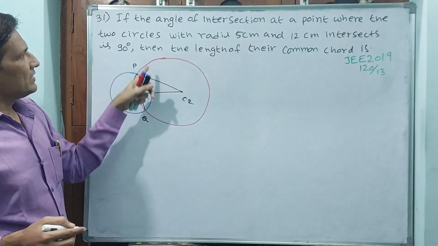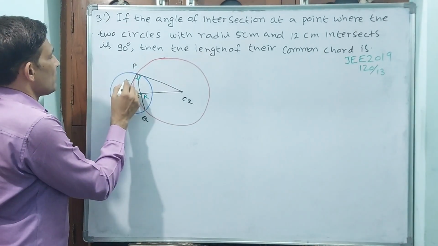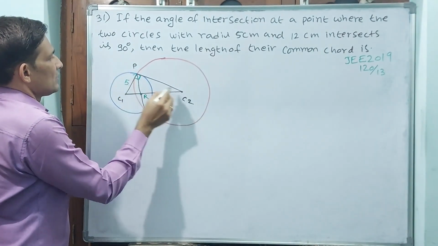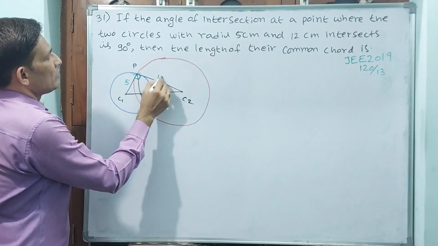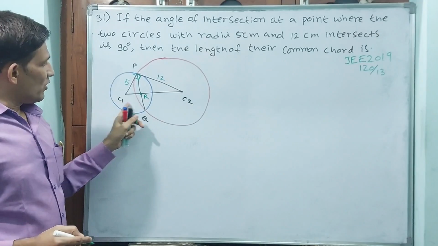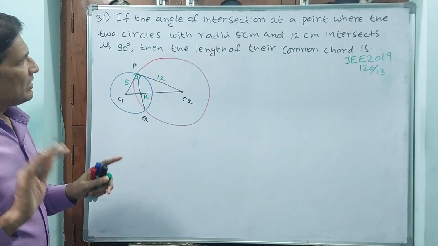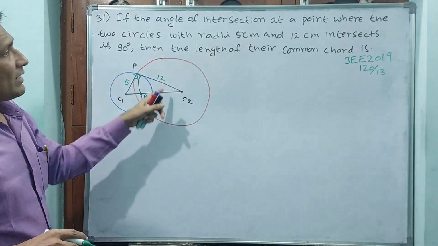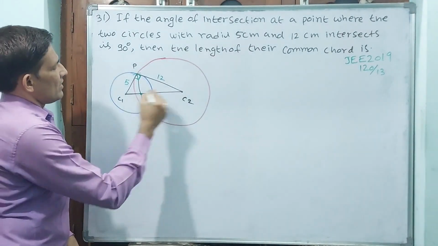Where two circles with radii 5 cm, that means this is 5 cm of radius, and this is 12 cm of radius. This is 90 degrees, which means can we find C1C2? Definitely we can find it. Let us wait. Then the length of their common chord. See, they are asking PQ.